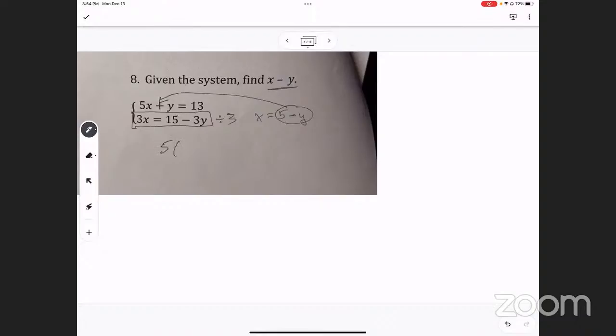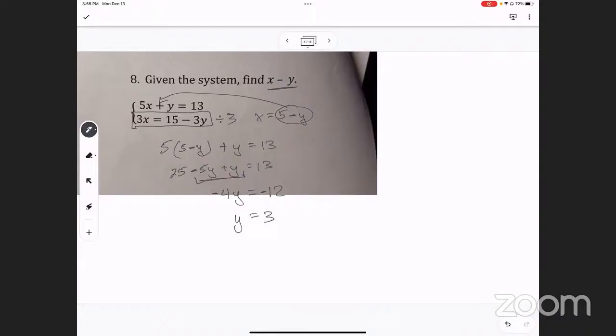So 5 times (5 minus y) plus y equals 13. Now just distribute: 25 minus 5y plus y equals 13. Combine like terms, that's negative 4y. Subtract 25, that equals negative 12. So y equals positive 3.